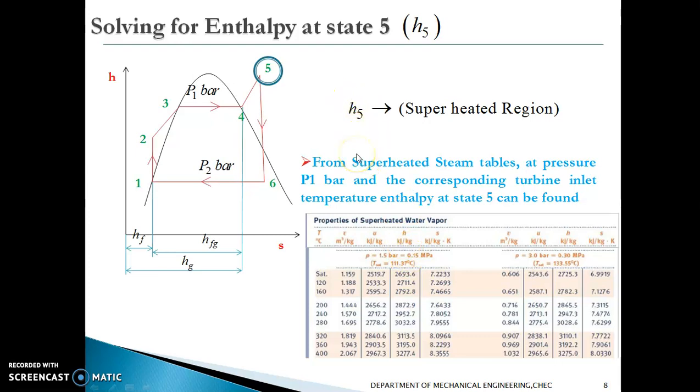Once again, I am repeating. In the case of the superheated region, if we want to know the enthalpy values, we need two values: first, temperature, and second, pressure. So we have to go to that particular pressure value, that means the P1 bar value, say 1.5 bar, and that particular temperature value, 320 degrees centigrade. Under 320 degrees centigrade, the corresponding h value is 3113.5 kilojoule per kg, which is the value of h5.